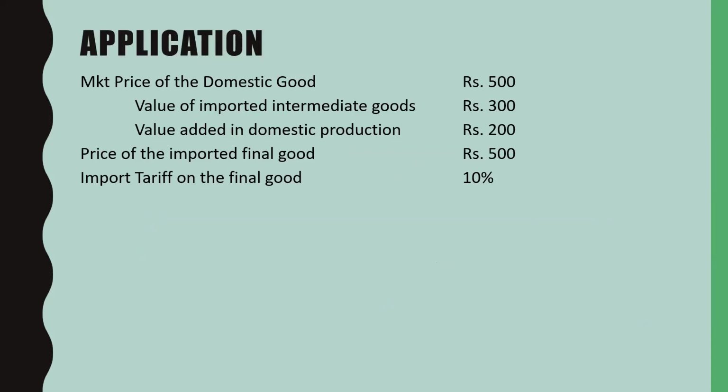You are given that the market price of a good, the domestic price, is 500 rupees. Value of imported intermediate goods is 300. Value added in domestic production is 200. So the final price of the imported good is 500. The imported good and the domestic product are sold at the same price. Then the government has decided to impose a tariff, underline, highlight, on the final good, of 10%. Only on the final good.